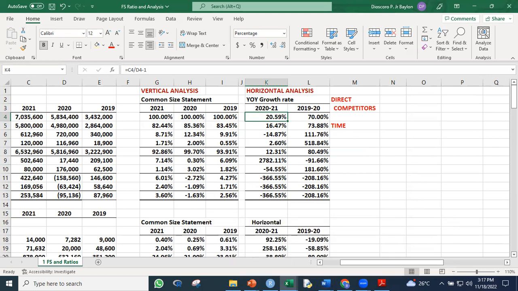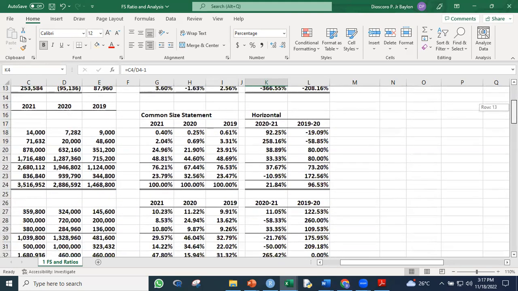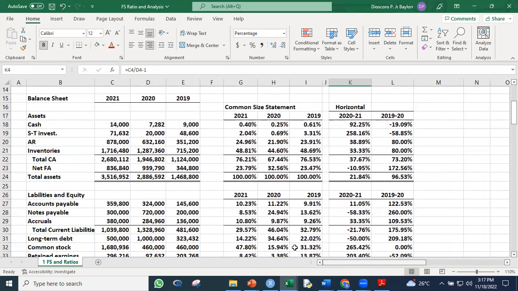Okay, so let me pause for a while. Before I pause, how about this? Sa asset side naman, everything in terms of total assets. Sabi dito, ang current asset ng company, this one, total current asset, accounts for 76%. Therefore, yung sa PPE na lang, around 23% na lang, so 24%.